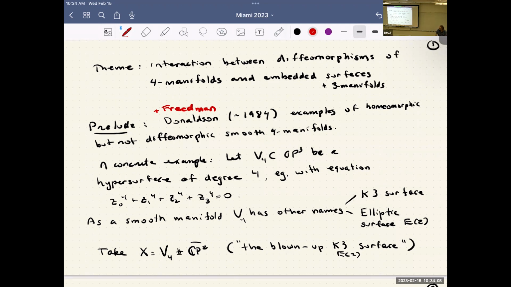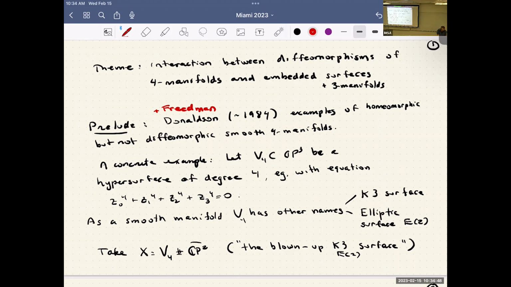Here's a concrete example which I'll make some use of, although I realized I recycled a few slides, so this probably isn't exactly the right example. For what I'm going to use later, I would have to use more elaborate things. In CP3, you can take the hypersurface defined by a polynomial, make sure that it's generic, so it's a smooth hypersurface. Take the one of degree 4. That's the famous K3 surface, an elliptic surface, and among elliptic surfaces, that would be the elliptic surface E2.